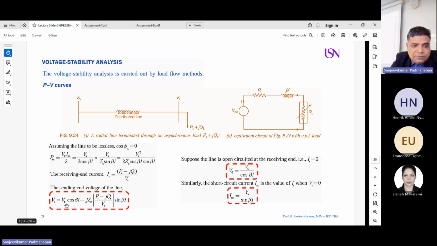Sending end voltage is given by VR cos βL, where L is the length of the transmission line, plus j into ZC into (PR minus jQR) divided by VR into sin βL. You can assume in this equation, if your sending end current is 0, then your output voltage is Vs divided by cos βL. If you assume your sending end voltage is 0 and your short circuit current is equivalent to the sending and receiving end current, then I can calculate my short circuit current, which is Vs divided by sin βL. So just have a look at the formulas, how you can calculate the stability index analysis for your given power plant.